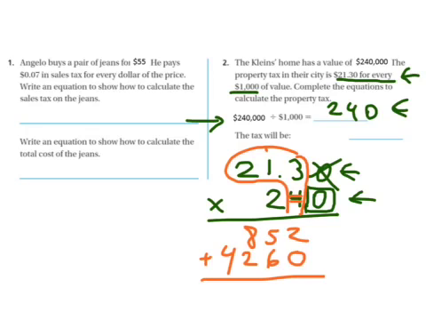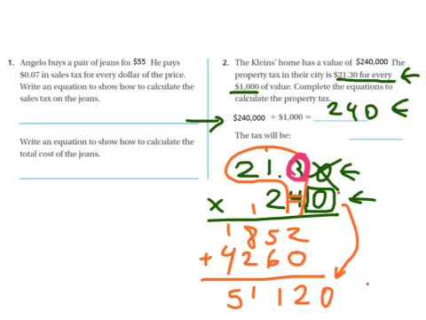I add those together, and I get 2 plus 0 is 2. 5 plus 6 is 11. 8 plus 2 is 10, plus 1 is 11. 4 plus 1 is 5. And now I add my 0 at the end. Now I need to figure out where the decimal goes. So there is 1 digit after the decimal right here.